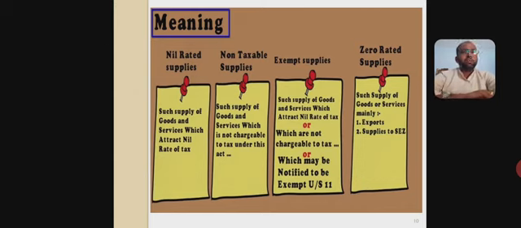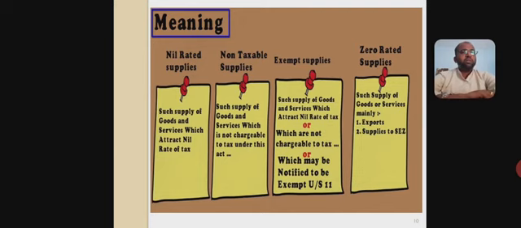Then exempted supplies: such supply of goods or services which attract nil rate, which are not chargeable to tax, or which may be notified to be exempt under section 11. It means that as per section 11 of the CGST Act, any outward supplies which are exempted, with no tax on them, should be treated as exempted supplies.